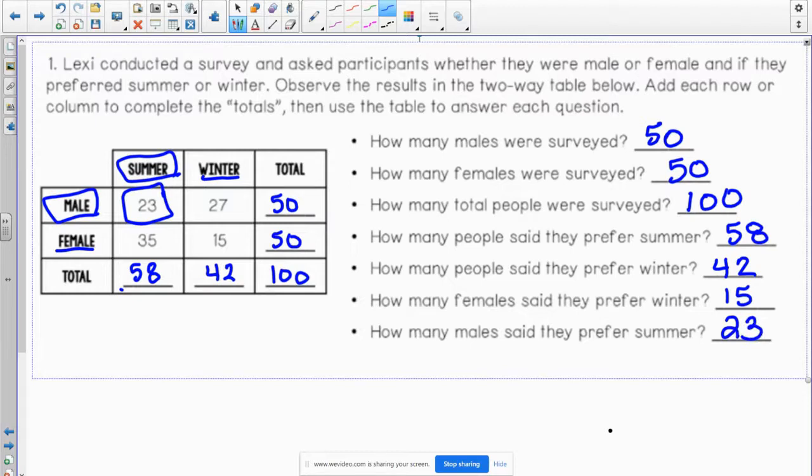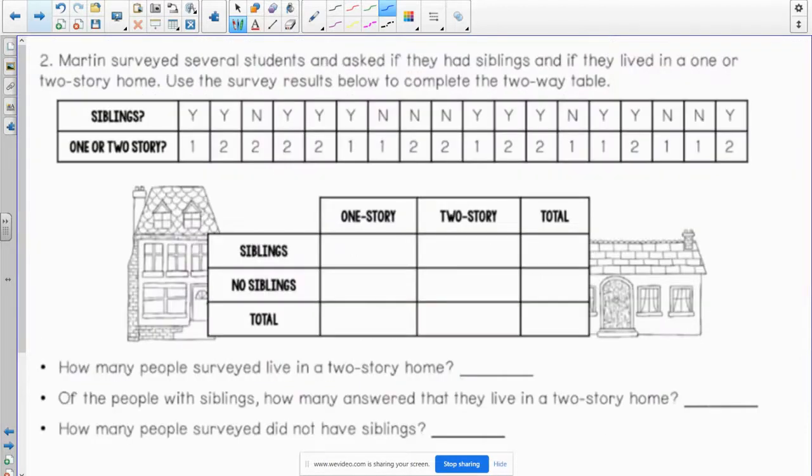Okay, one more example here. Martin surveyed several students and asked if they had siblings. So there's your first set of data. And if they lived in a 1- or 2-story home, use the survey results below to complete the two-way table. So this one, they're just going to give us the data.